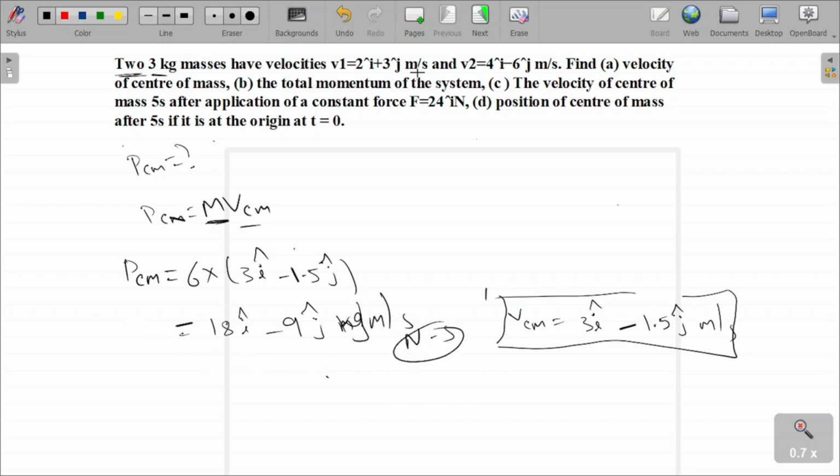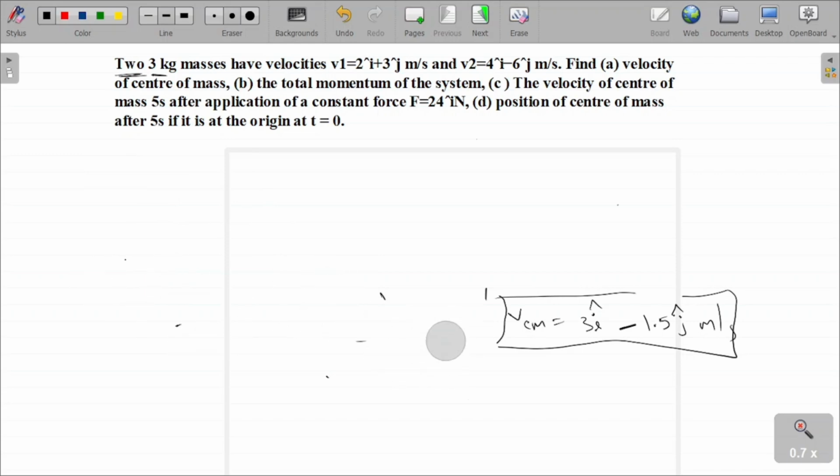Okay, now still what we need to find? Still we need to find the velocity. Okay, here I have velocity. Now I'll use that again. Listen. Now they ask you to find the velocity of center of mass after 5 seconds. Now time is given, 5 seconds, after application of a constant force. So force is also there, 24 i cap newtons.